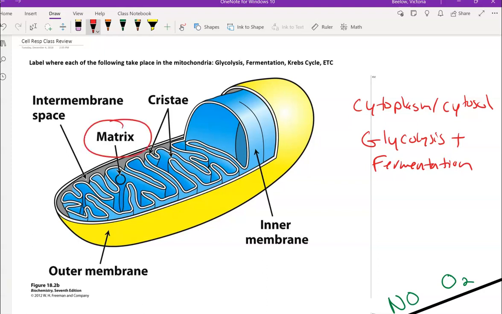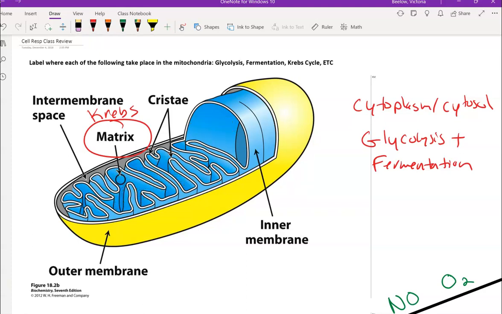The Krebs cycle, which is the second step in cellular respiration after glycolysis, happens in what we call the mitochondrial matrix, which is the most interior part of the mitochondria. There's all these folds with the inner membrane. And so that space, the inside space here of the mitochondria, that is the matrix. And that's where the Krebs cycle takes place.